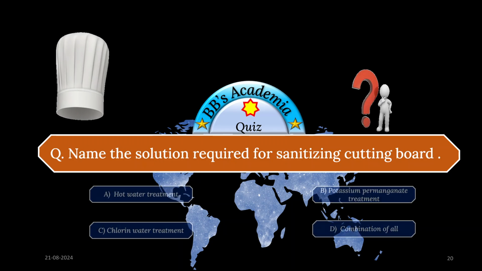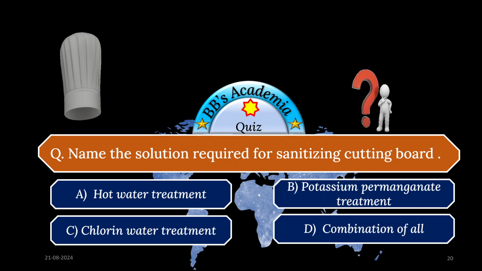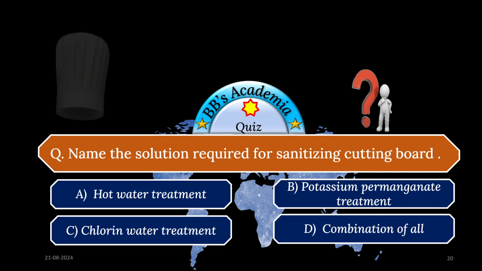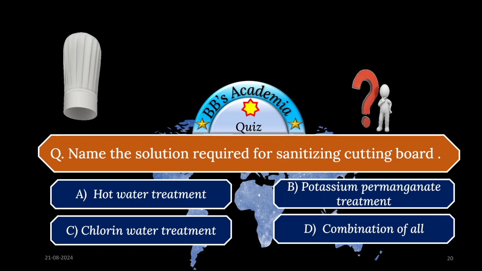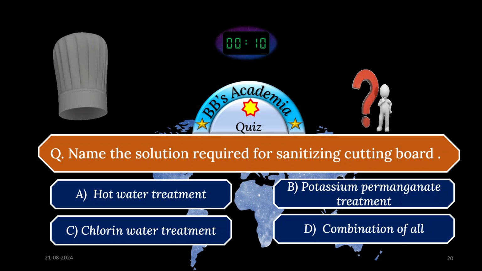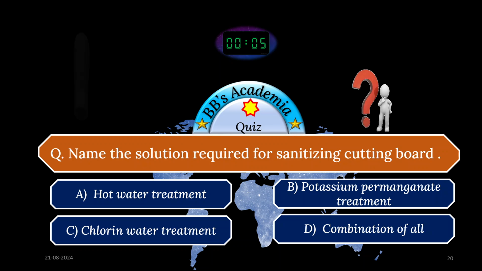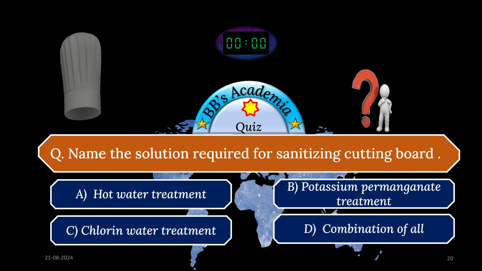Your four options are: option A, hot water treatment. Option B, potassium permanganate treatment. Option C, chlorine water treatment. Option D, combination of all. As usual, 10 seconds for your thinking time, and your time starts now. Yes, time is over now. So let us check the correct answer.